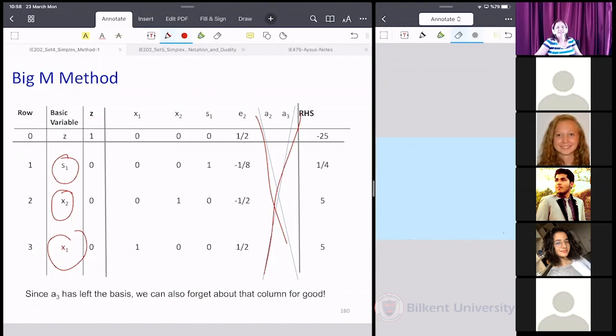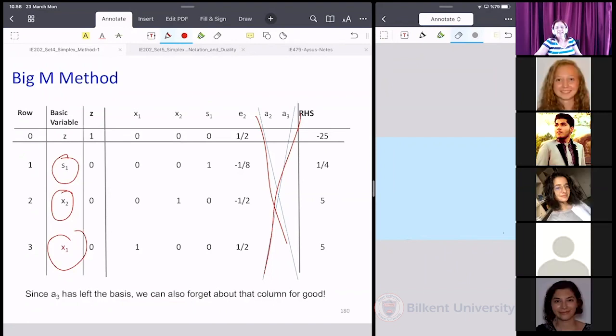Yes, Celine? The rule to enter is to have a negative coefficient in row 0. Exactly. And we don't have any of those. So we won't have an entering variable, I guess. Exactly. And what does this mean? So we reached the optimal solution and we can find the solutions for X1, X2, and S1 at this point. Exactly. Thank you very much, Celine.